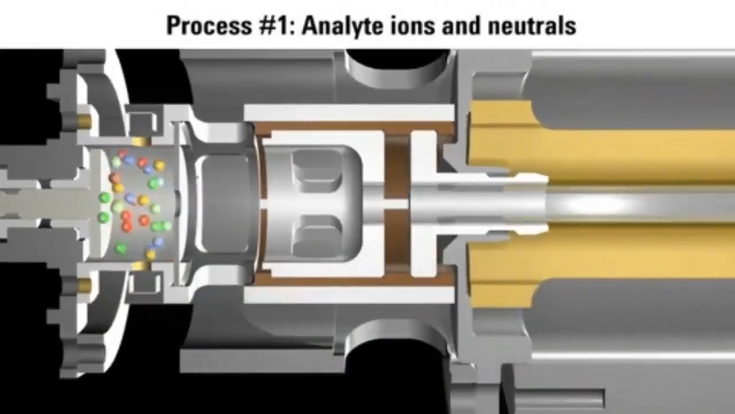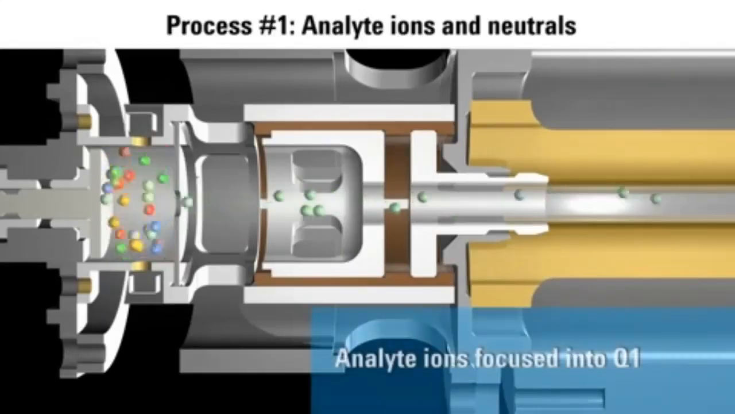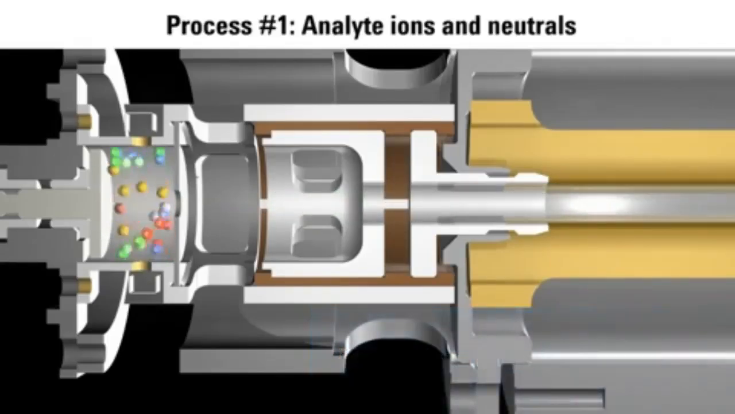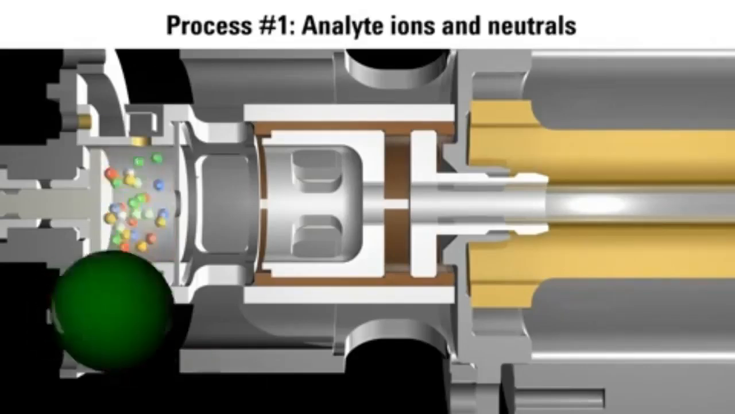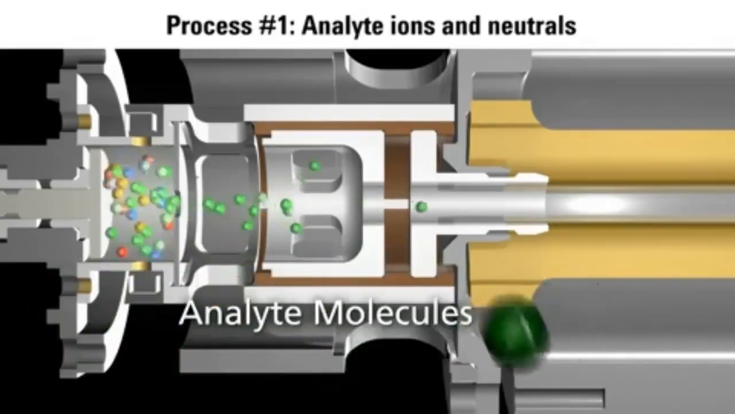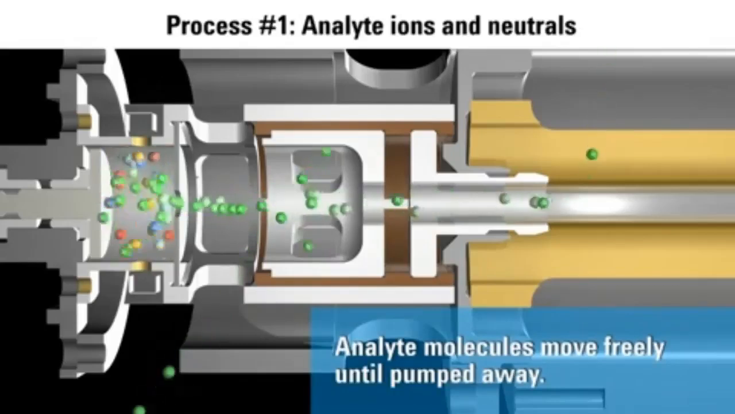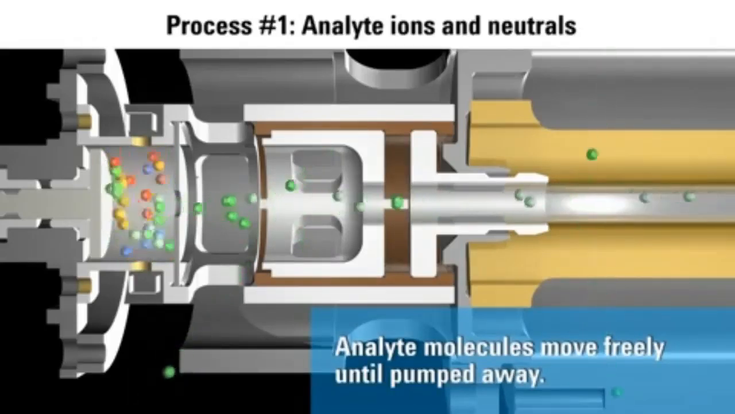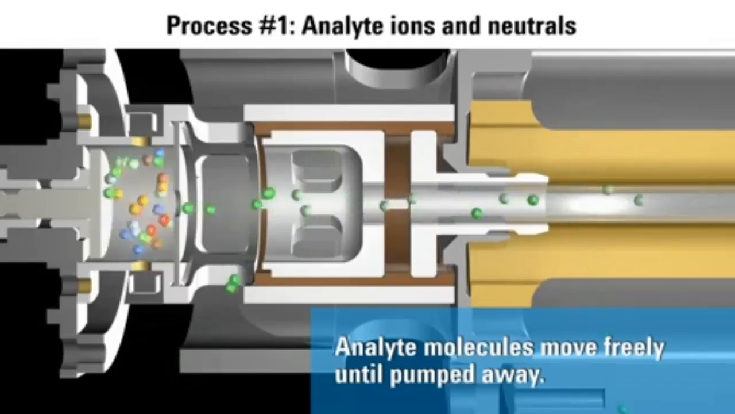Analyte molecules enter the vacuum source from the GC capillary column and begin bouncing off the hot surfaces of the source. Analyte ions are immediately extracted from the source and focused into the quadrupole mass filter. But what about the non-ionized molecules? The electrical fields within the MS have no influence on these molecules. They follow rapid, random motion until removed by the vacuum pump.